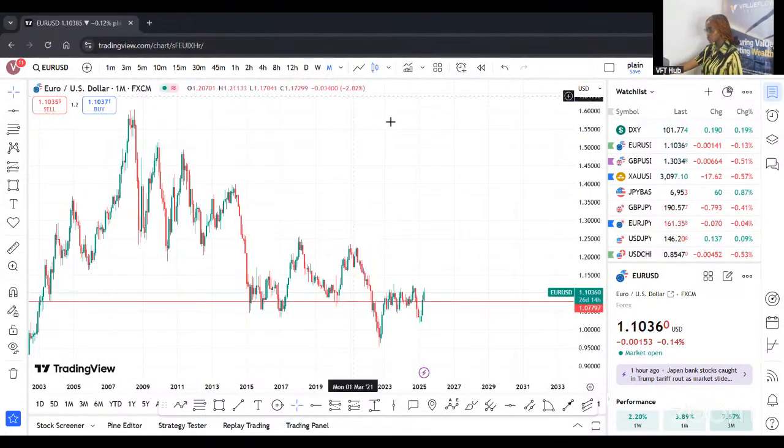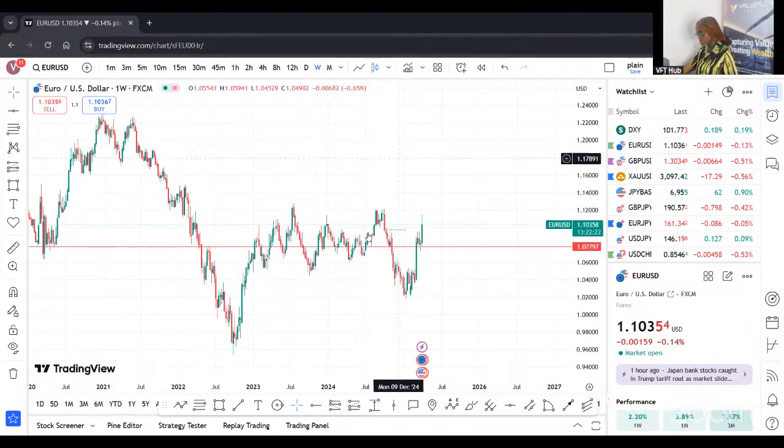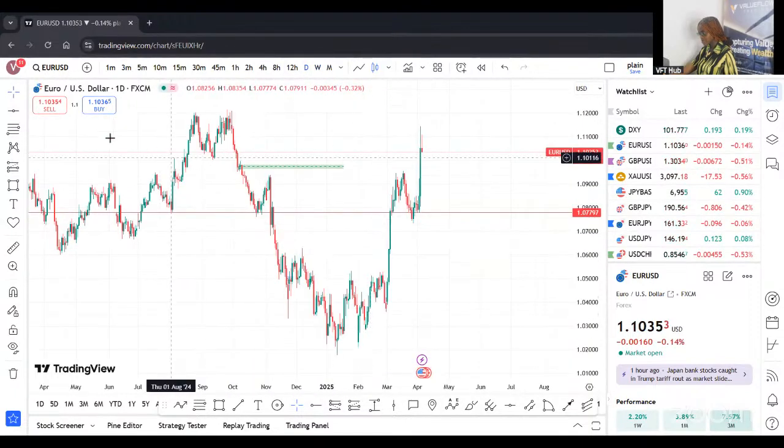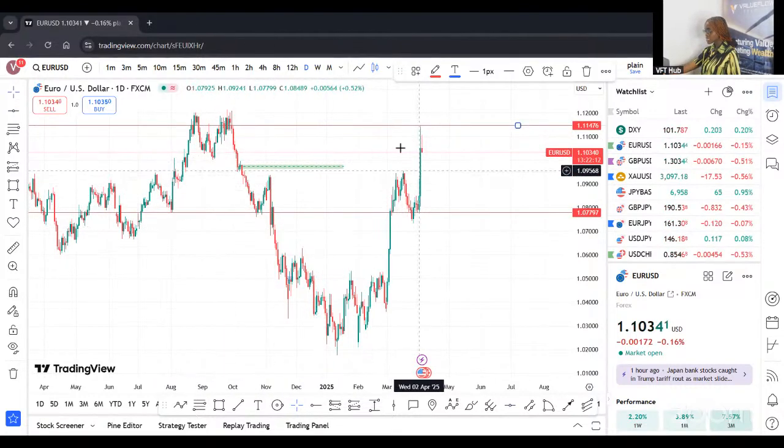And on EUR/USD, the monthly time frame is still very bearish right here. And on the weekly time frame, pretty much the same thing, still bearish. But down to the daily time frame, we've actually been looking out for price to trade into this very left shoulder at 1.11476, and we're seeing that happen, right?